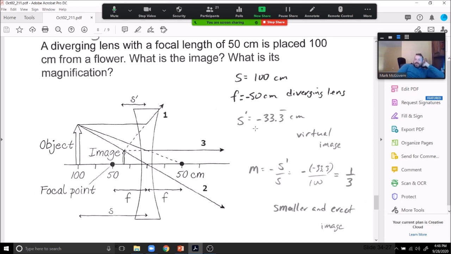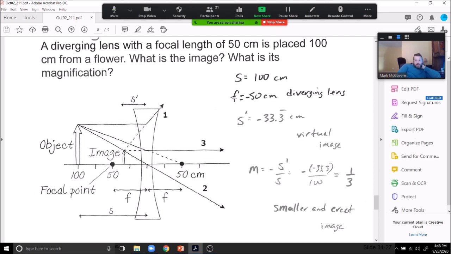Now we're going to go find out what the magnification is. It's the ratio of the image distance to the object distance. And the image distance is already negative. We already have a negative for the magnification. So we find that we have an object that is upright, and it is 1/3 the size.